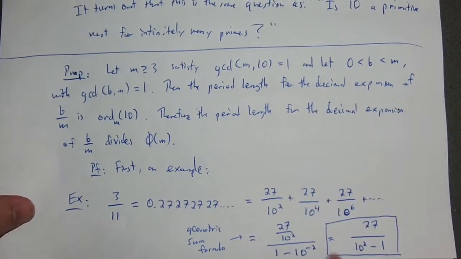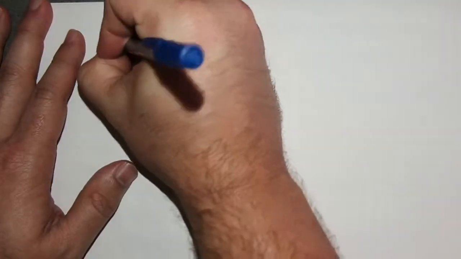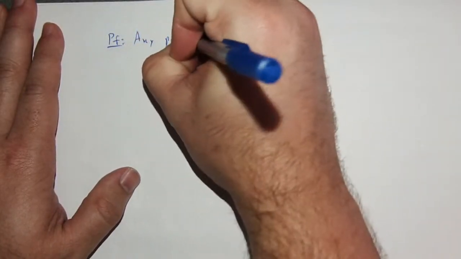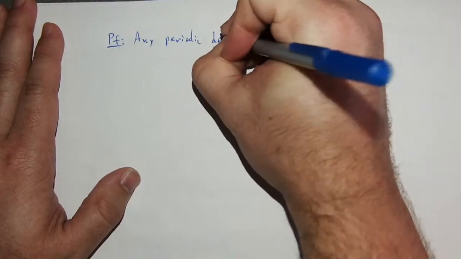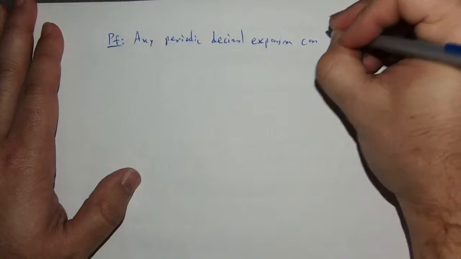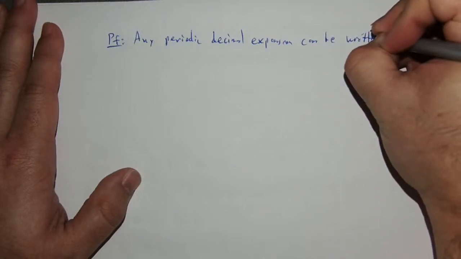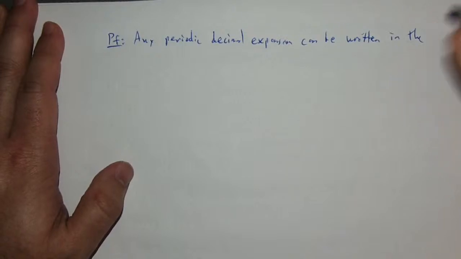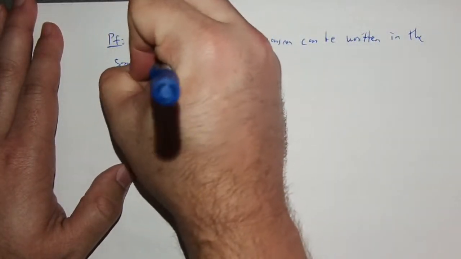So now I want to continue the proof using this fact. That example is the thing that motivates me to do it this way. So, proof of this fact. Well, any periodic decimal expansion can be written in the same form as the previous example.